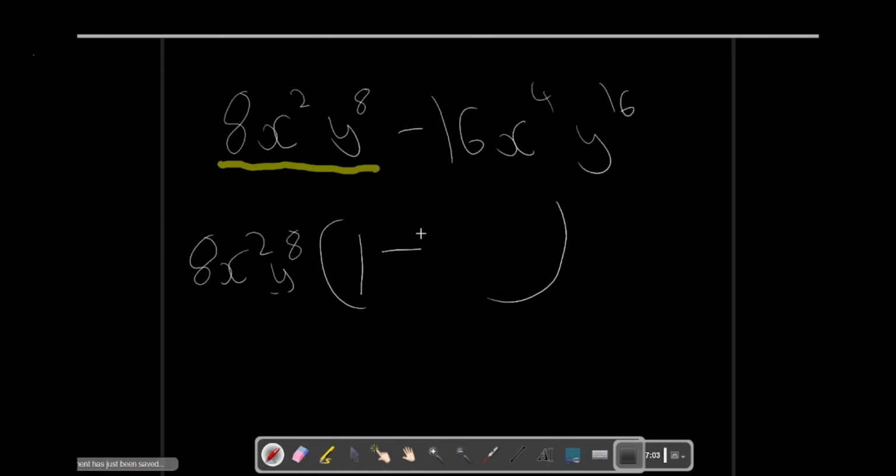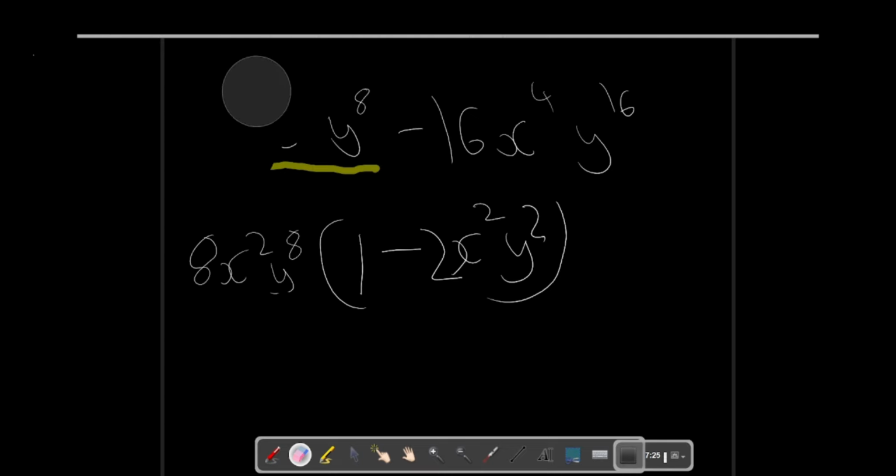Okay, minus 16 divided by 8 will be 2, x to the power of 4 divided by x squared will be x squared, y to the power of 16 divided by y to the power of 8 will be y to the power of 8. So that's it, ladies and gentlemen.